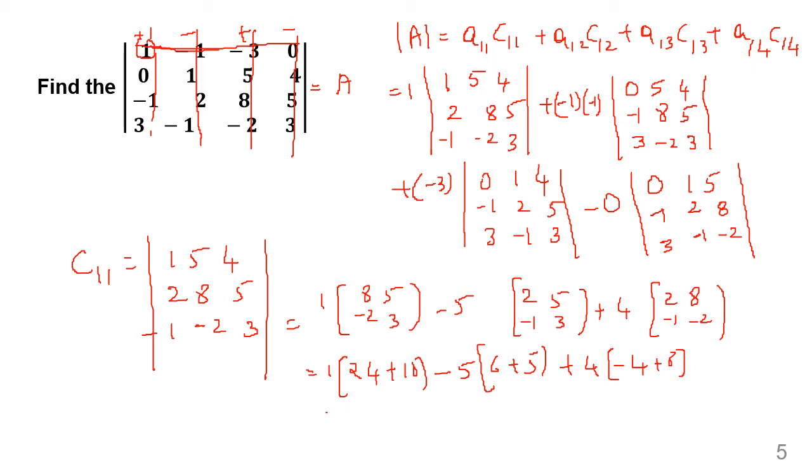So it is going to give a value 34 minus 55 plus 4 into 4, 16. So which gives C11 equal to minus 5.